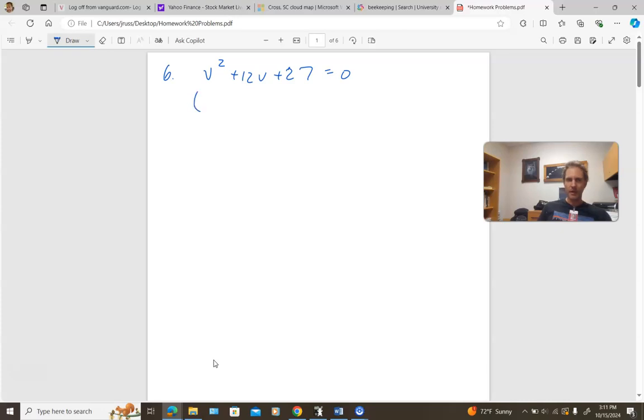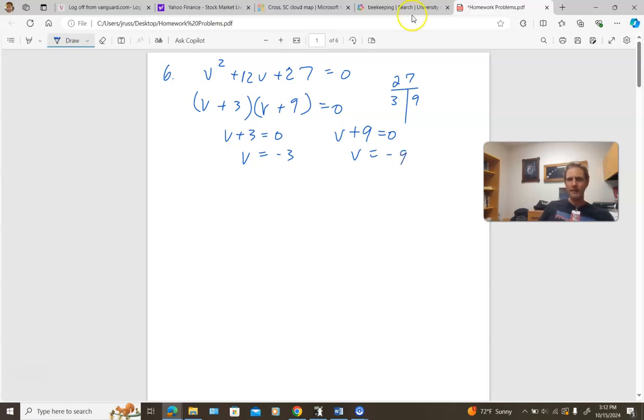This one is factorable, and because it doesn't have a leading coefficient, it's just going to factor v times v, and then my factors of 27 that will add to 12 are going to be 3 and 9. So when you plug those in, you've got it factored. And then when you set each of these factors equal to 0, you're going to find the zeros. Okay, so here you're going to get v is equal to negative 3, and over here v is equal to negative 9. So those are going to be the two zeros.